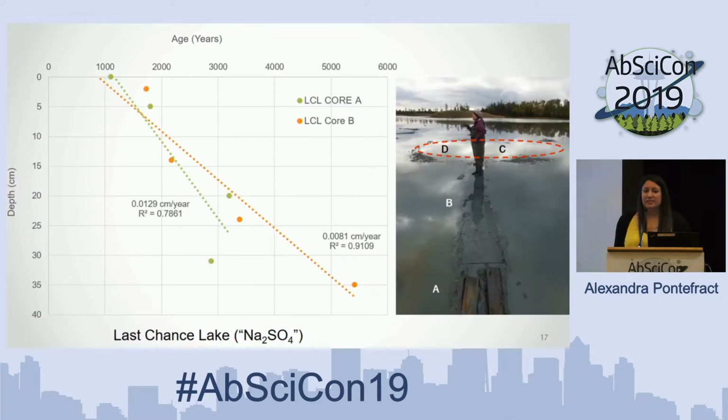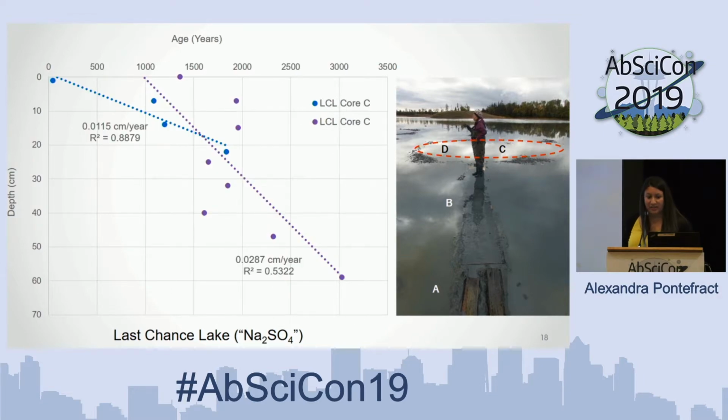Last Chance Lake is really weird. We don't quite know what's going on here. We have a lot of age inversions within the down core. So these two are outside of the circle here of the pond, and then these two here are within the pond.